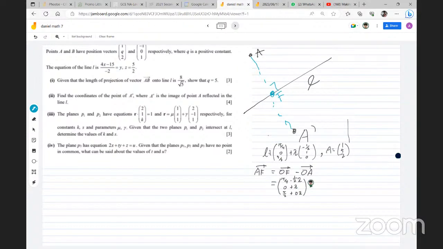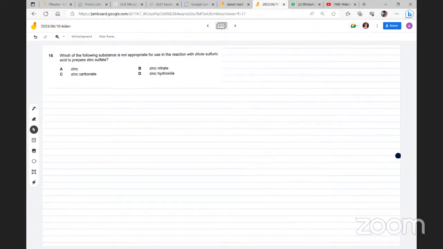Agree that AF is that, Daniel. I agree. But how are you going to find the lambda here? I agree with what you're doing right now. Let's see what you will do.